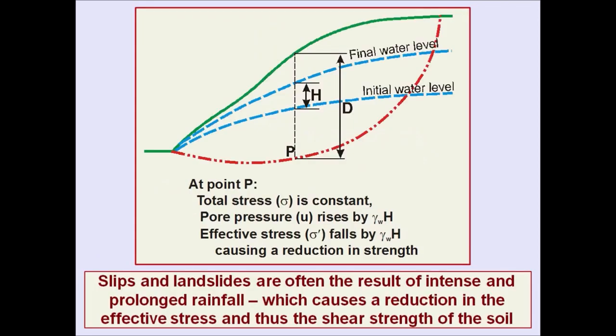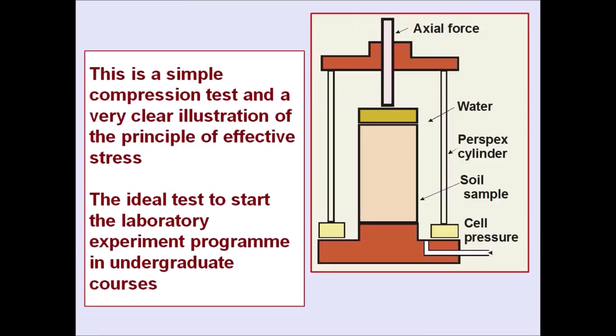Another example is, why do slips occur in hillsides during periods of heavy rain? Simply because the phreatic surface or the groundwater level rises, causing an increase in pore pressure and a decrease in the effective stress across that plane, which means a decrease in strength, as explained in that picture.